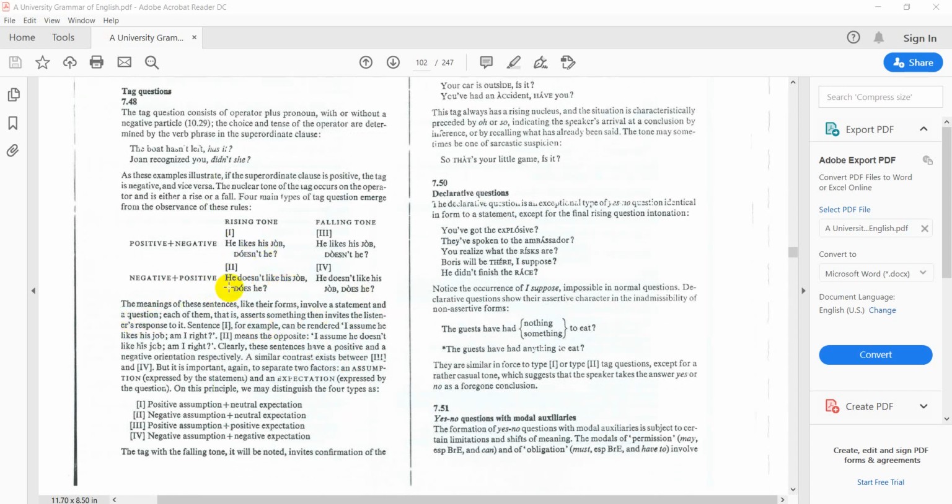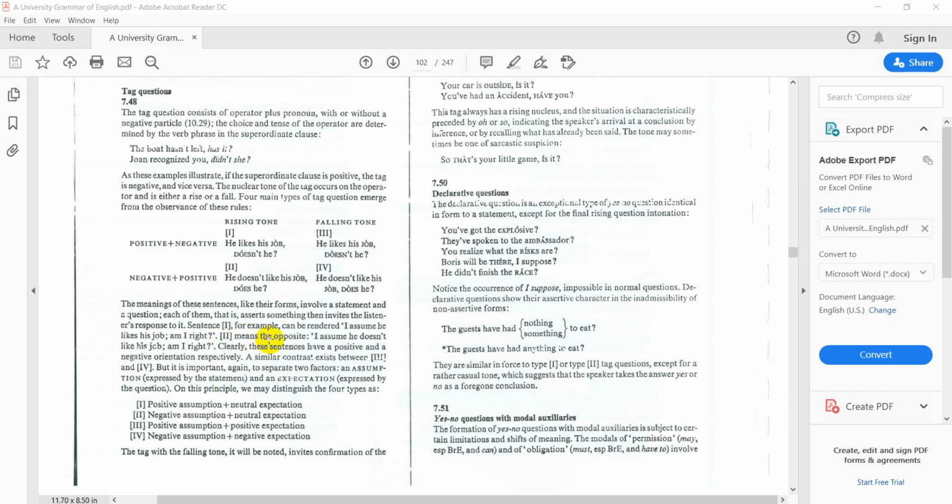And a question. This is the question. The tag is the question. Each of them, that is, asserts something, then invites the listener's response to it. So we assert something, we say something, and we request the listener to respond to that invitation.